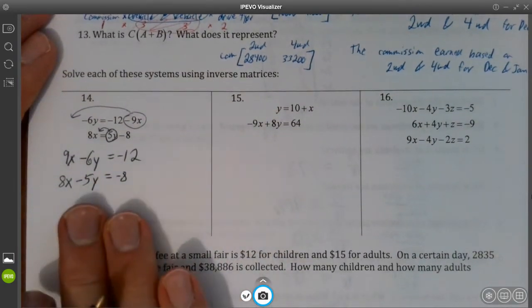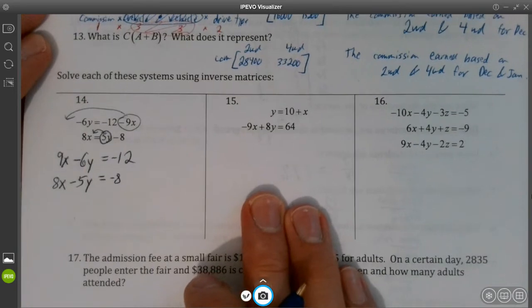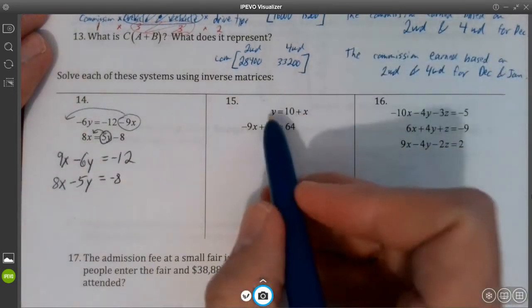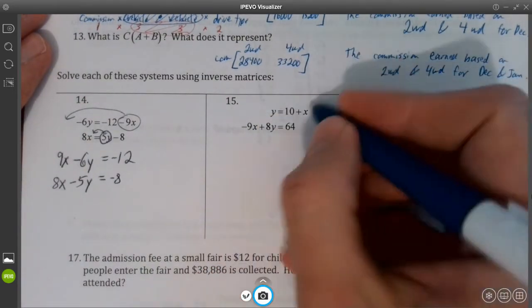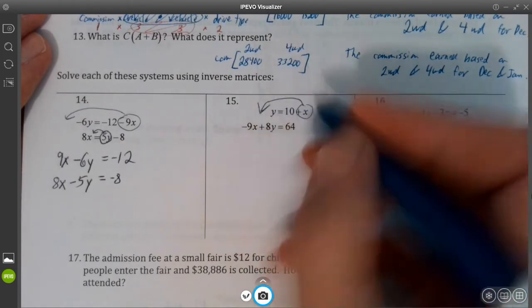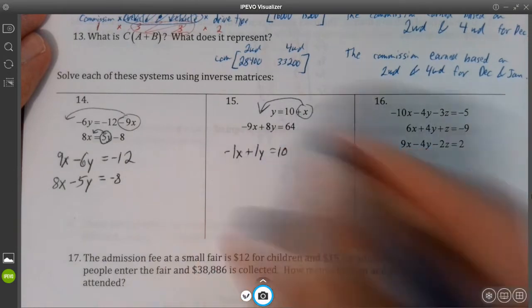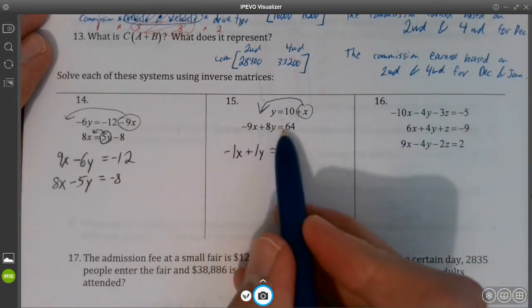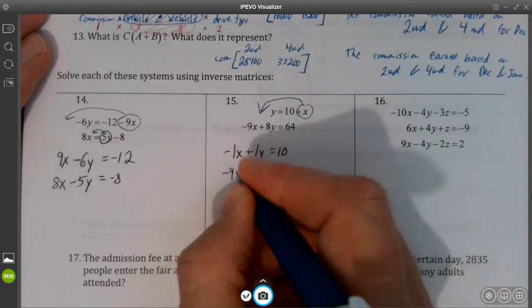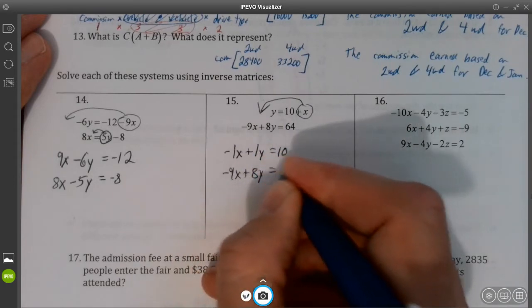So I'm going to hold that thought, and I'm going to come to this one. All right, so here's the next one. X, y equals number. Oh, the x is in the wrong place. We're going to move him over. And when I do, it becomes negative 1x plus 1y equals 10. And then x, y equals number. Yeah, we're good. Negative 9x plus 8y equals number.